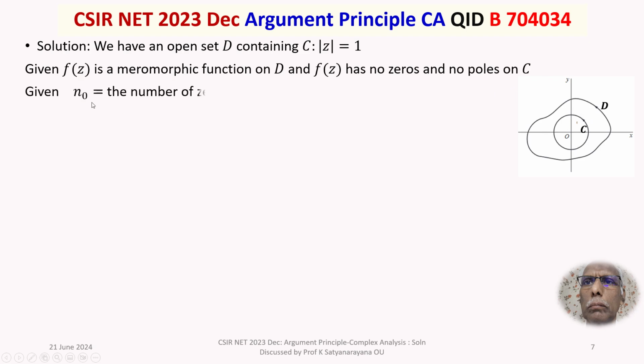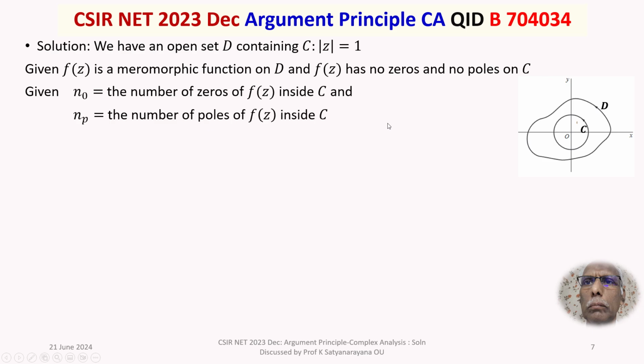Given N0 is the number of zeros of f(z) inside C, and Np the number of poles of f(z) inside C. So now we have to compute this integral: 1 by 2πi integral taken round C of (zf)'(z) by zf(z) with respect to z. The derivative of zf is z times f'(z) plus f(z) times the derivative of z, which is 1, by zf(z) dz.